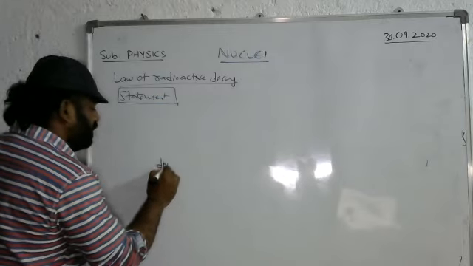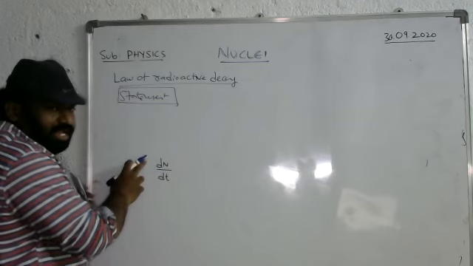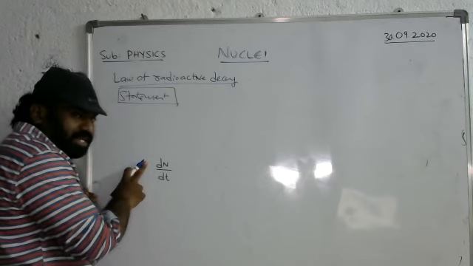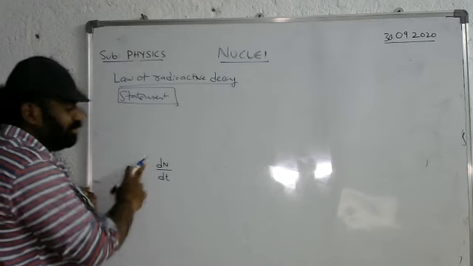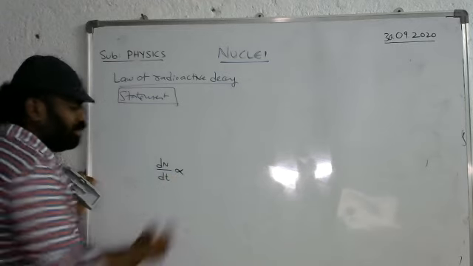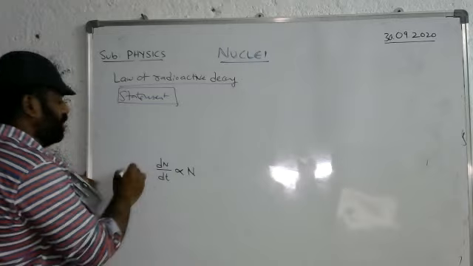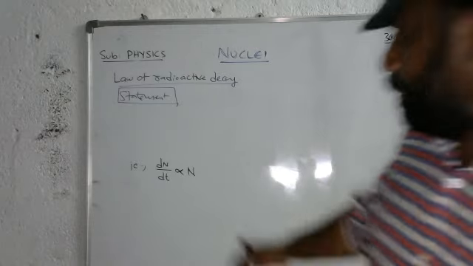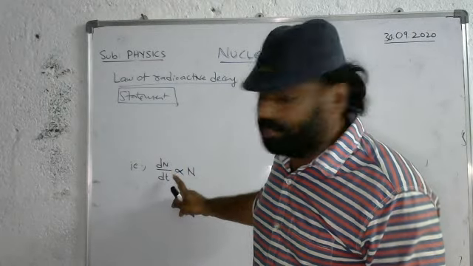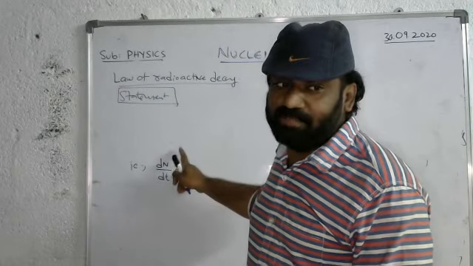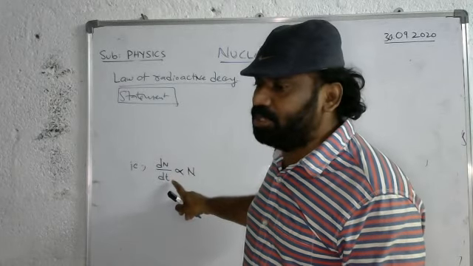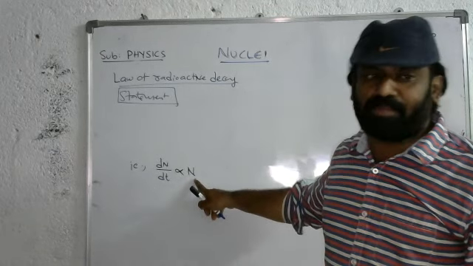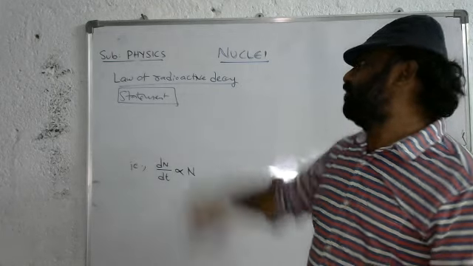We can write it as dN by dt. dN by dt means the rate of decay. The rate of decay means the number of nuclei disintegrating per second. The number of nuclei disintegrating per second is directly proportional to the number of nuclei present at any instant. This is the statement for the law of radioactive decay.